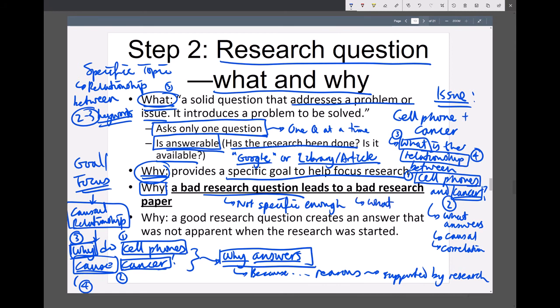Is going to lead you to a bad research paper. A good research question is very specific. It has a relationship that has why answers, supported by research, and then you would have a good research paper.